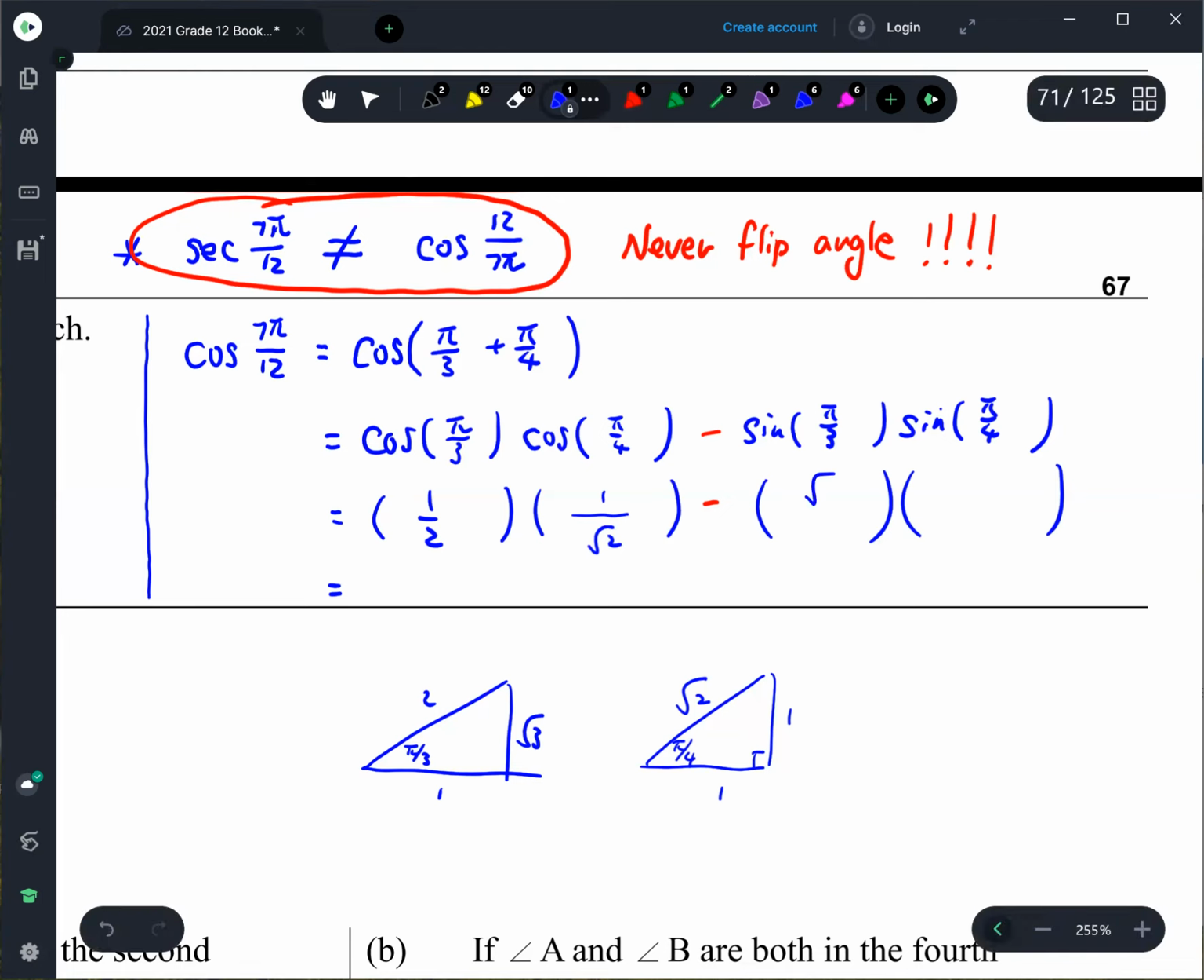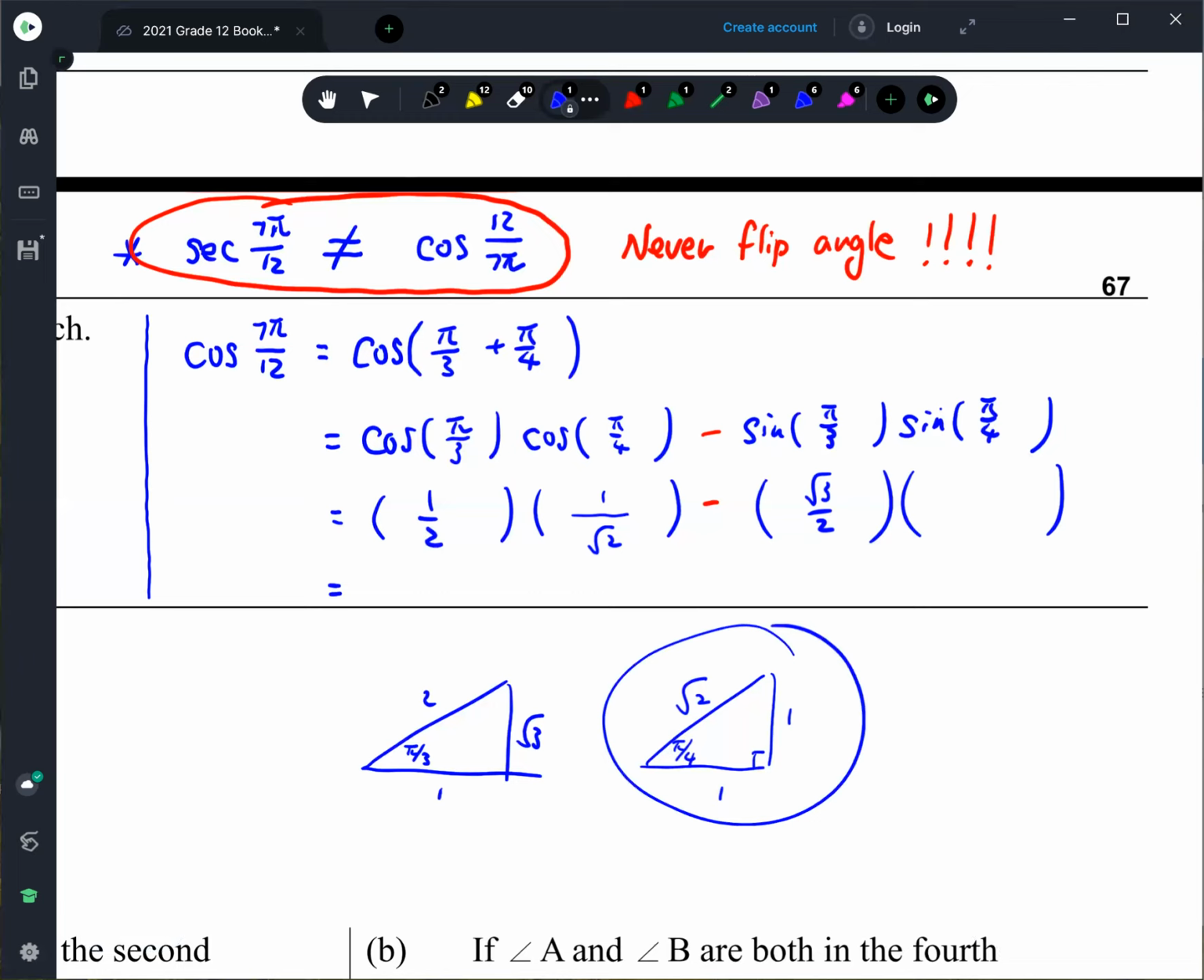Root 3 over 2. Okay. Waylon, next one, sine pi over 4. Root 2 over 2. Look at the triangle. Sine, 1 over root 2. Yeah, 1 over root 2.